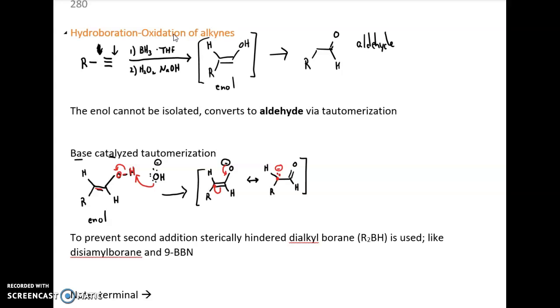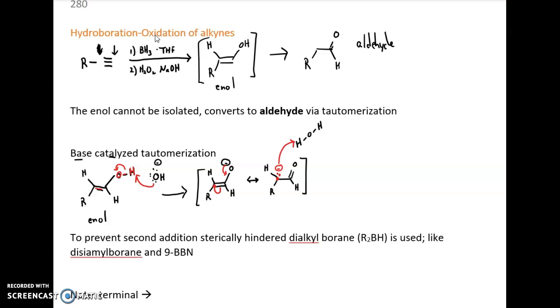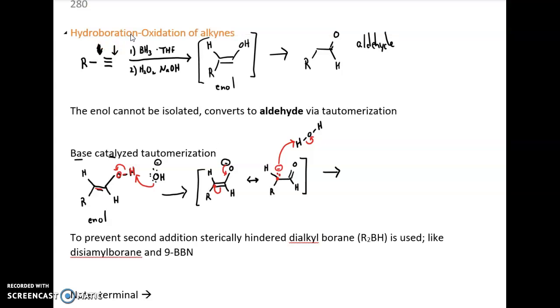When it's in this state, these electrons here can pull off a proton from water. That'll regenerate our base, so we can restart the reaction, and we end up with an aldehyde. We end up with a proton here. Here's the one we just took off of water. Here's our original R group, and this is an aldehyde.